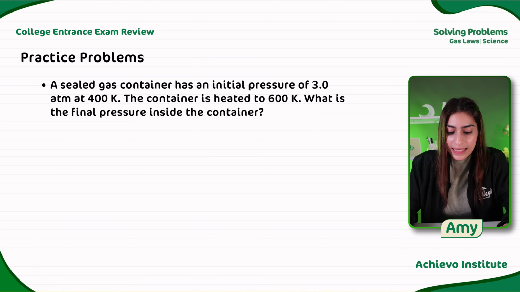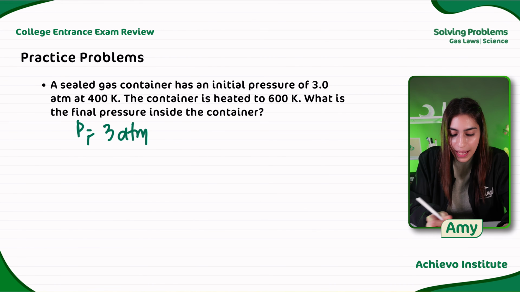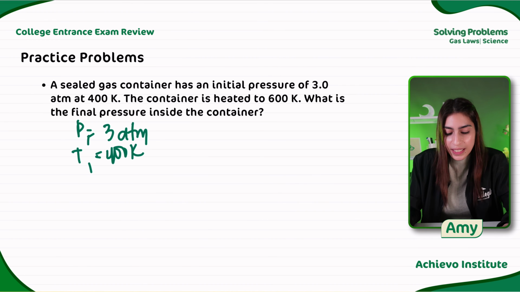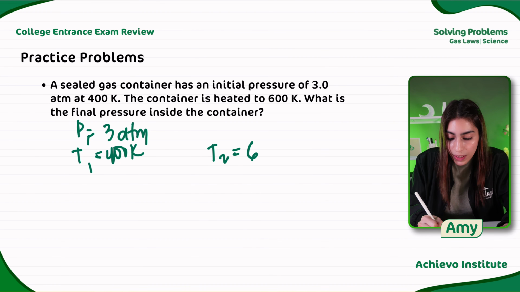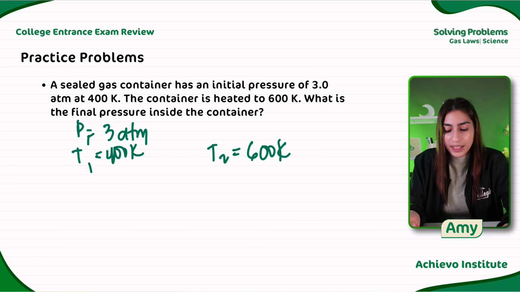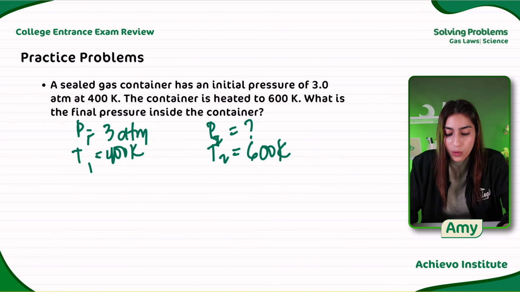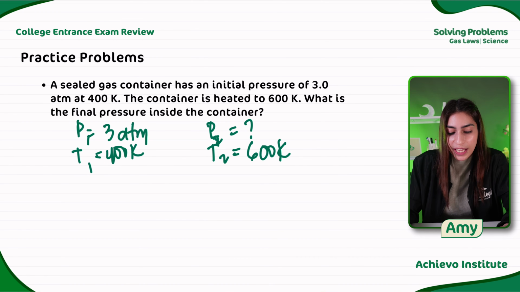It says here, a sealed gas container has an initial pressure of 3 atmosphere at a temperature of 400 Kelvin. The container is heated to 600 Kelvin. So our temperature 2 is 600 Kelvin. What is the final pressure inside our container? So for this one, we will use Gay-Lussac's law, since this involves the pressure and the temperature.